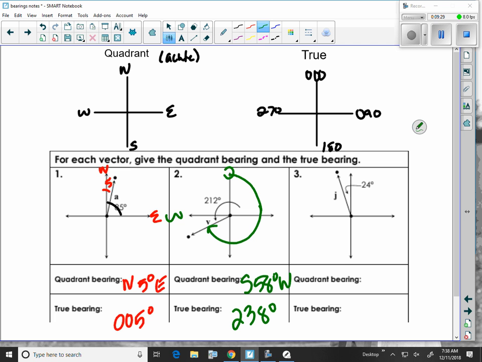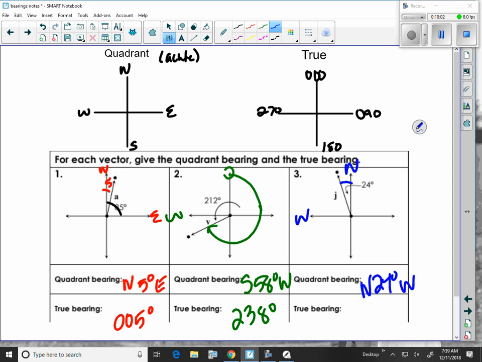Okay, number 3. This one's a little different because it's pointed to the left. Good news is that when we talk about a quadrant bearing, it's already the angle between the north-south line and the vector. So that one's pretty easy. So we know we're going to have 24 degrees here. What's going to be our first direction? North. Okay, and then west will be our second. So north, 24, west.